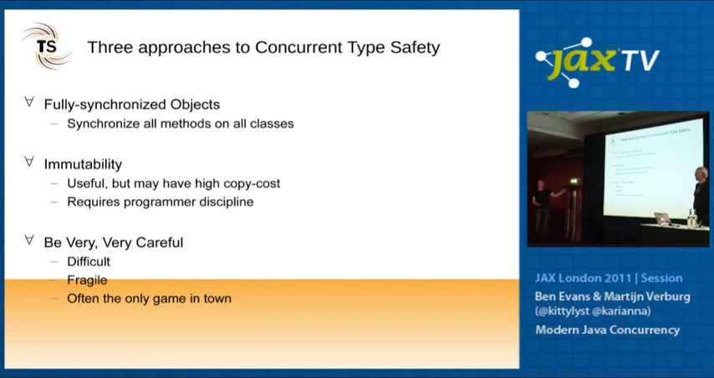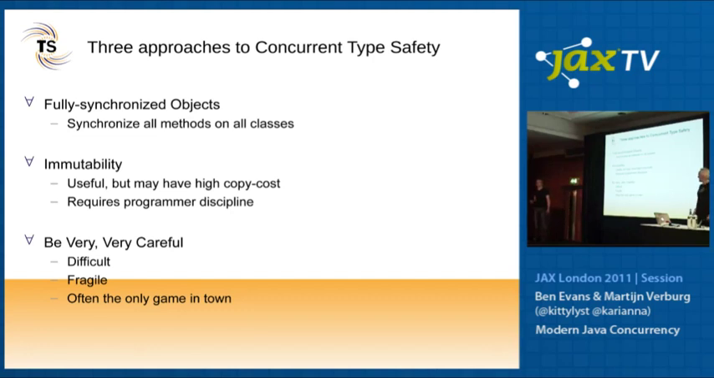So let's talk about how we could use, in the old world, 3 approaches to concurrent type safety. And this is really a statement of the sorry state of affairs of concurrent development. You can do what's called fully synchronized objects. What that means is you synchronize all the methods on all of your classes. If you do that everywhere throughout every bit of code that you've got and don't use any classes from the platform which aren't fully synchronized, your code will be concurrent and type safe, and it will work.